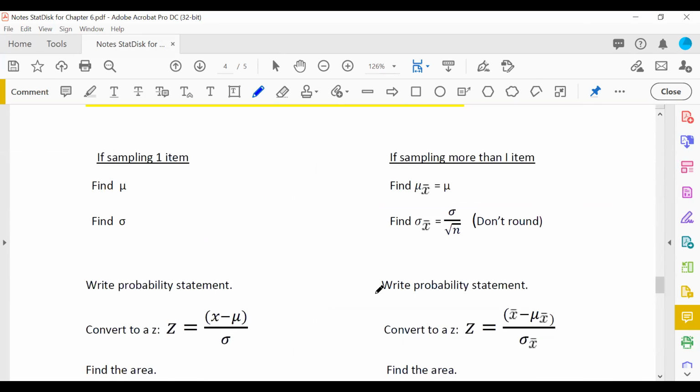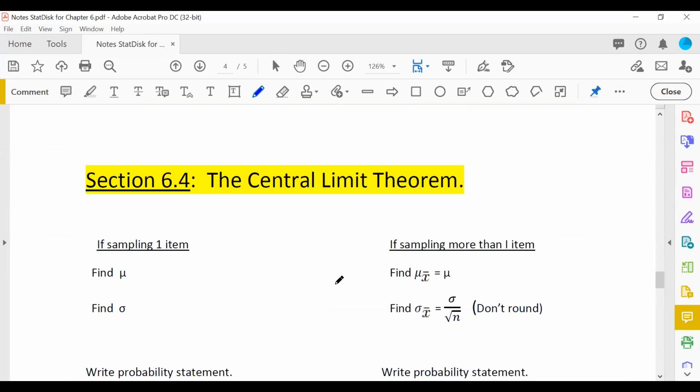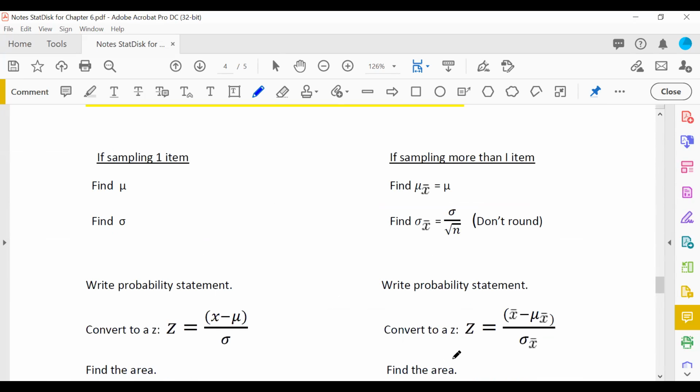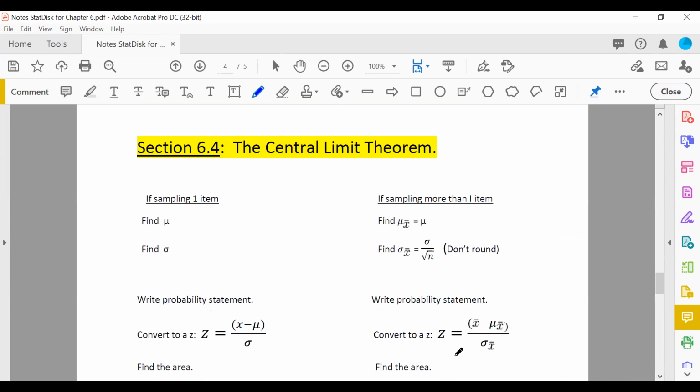Page 4. Boom, right there. There is the note. All right. So you have 2 sides in this handout.